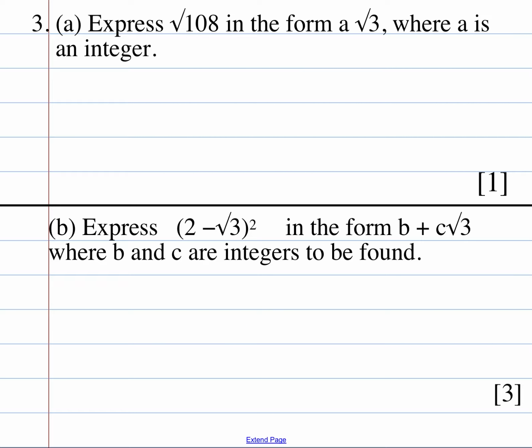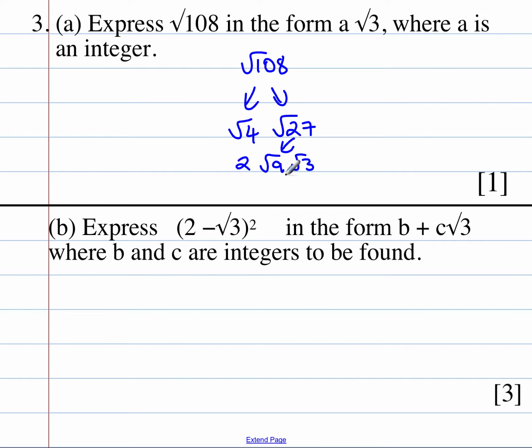We've got root 108, and we want to express it in the form a root 3. So let's take 108. Two numbers that multiply to give me 108 are root 4 multiplied by root 27. Now let's look at the square root of 4. 4 is a square number, so if I square root it I get 2. Now I could rewrite root 27 as root 9 times root 3.